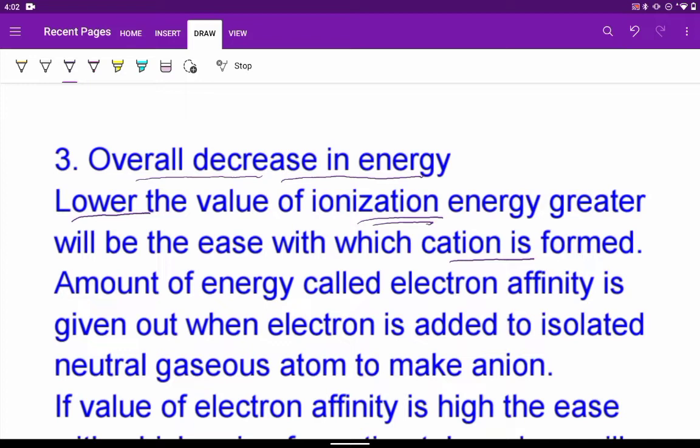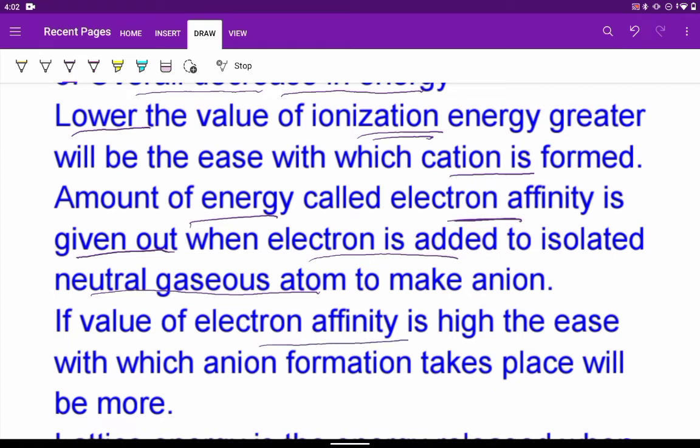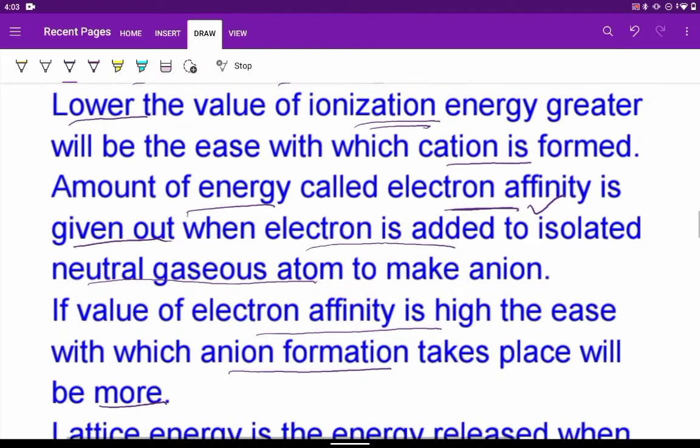Whenever any electron is added to any atom, neutral gaseous atom, like in chlorine we add an electron, it becomes a chloride anion, that time some amount of energy will be given out. This amount of energy given out is called the electron affinity. So when the electron affinity value is high, the anion formation takes place very easily. Therefore, it is favorable to have high electron affinity to facilitate ionic bond formation.